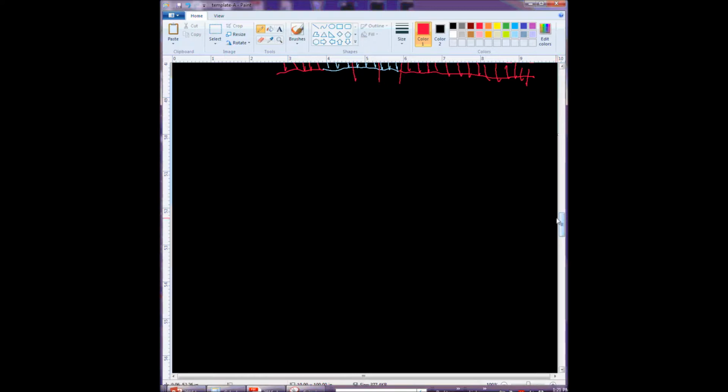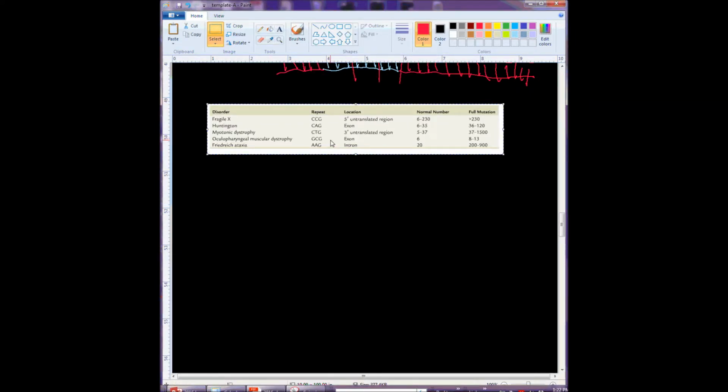So a variety of neural and muscular disorders are associated with expansions of trinucleotide repeat sequences. The table below lists several disorders, the repeat motifs, their locations, the normal number of repeats, and the number of repeats in the full mutations. Okay, let's see if I can paste this in. Okay, there we go. So, a number of disorders: Fragile X, Huntington, myotonic dystrophy, I can't say that one, oculopharyngeal muscular dystrophy, and Friedreich ataxia.